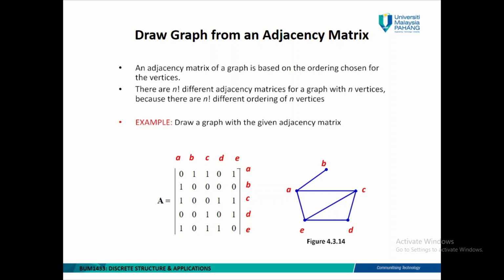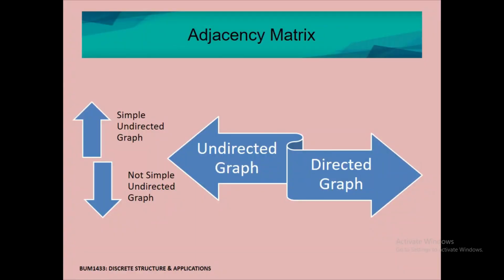To draw a graph from an adjacency matrix is based on the ordering chosen for the vertices. There are n! different adjacency matrices for a graph with n vertices, because there are n! different orderings of n vertices. If you can draw from a matrix to a graph, you can also draw from the graph to the form of a matrix.